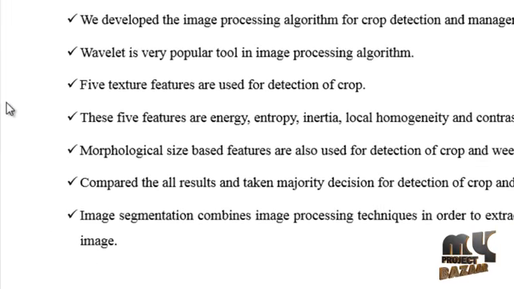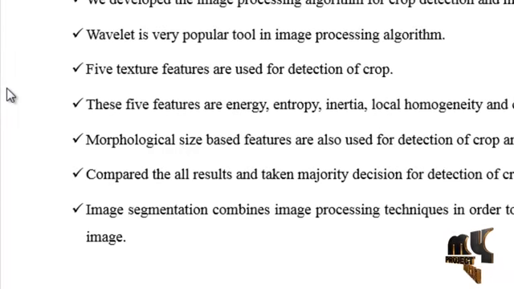In this proposed work, we developed an image processing algorithm for crop detection and management of weed. Wavelet is a very popular tool in image processing algorithms. Five texture features are used to detect a crop. These five features are energy, entropy, inertia, local homogeneity and contrast. Morphological size based features are also used to detect the crop and weed. Compare all of these results and take a majority decision for detecting the crop and weed. Image segmentation combines image processing techniques in order to extract the regions from the image. The overall process is done by simulation in MATLAB.